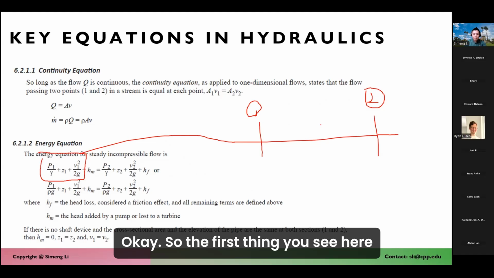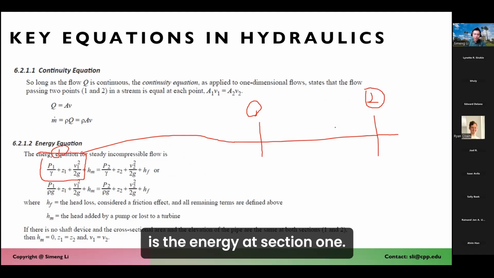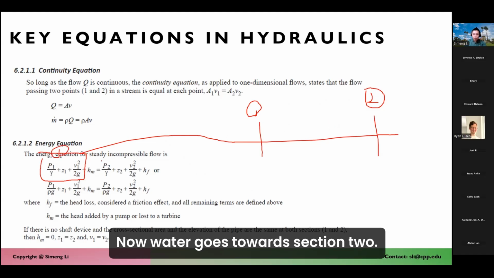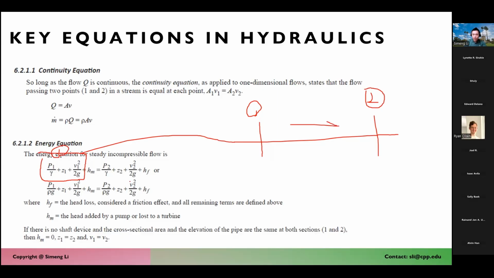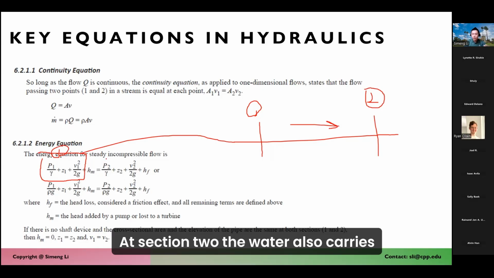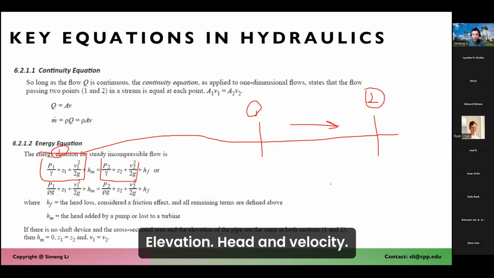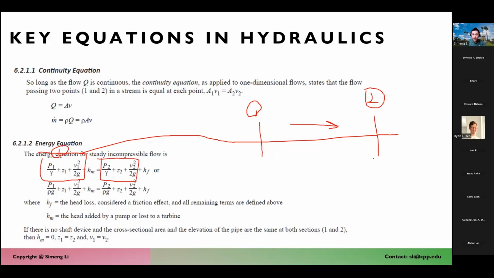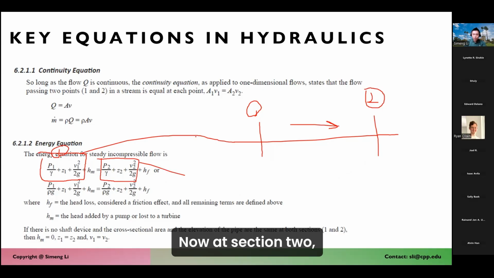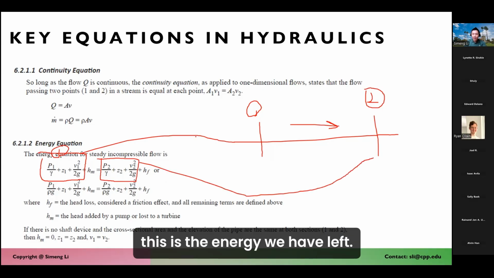Okay, so the first thing you see here is the energy at section 1. Now water goes towards section 2. At section 2, the water also carries the 3 forms of energy. That will be pressure head, elevation head, and the velocity head. Now at section 2, this is the energy we have left.